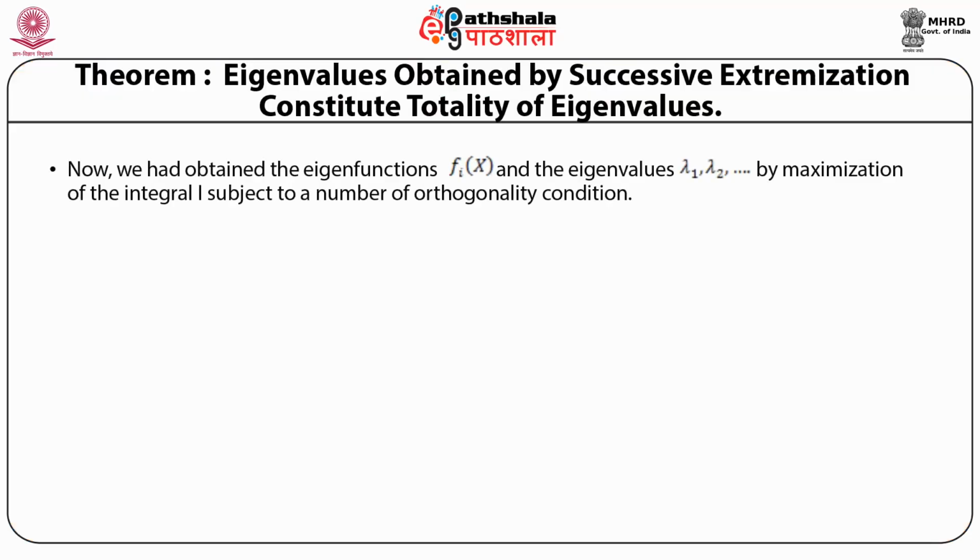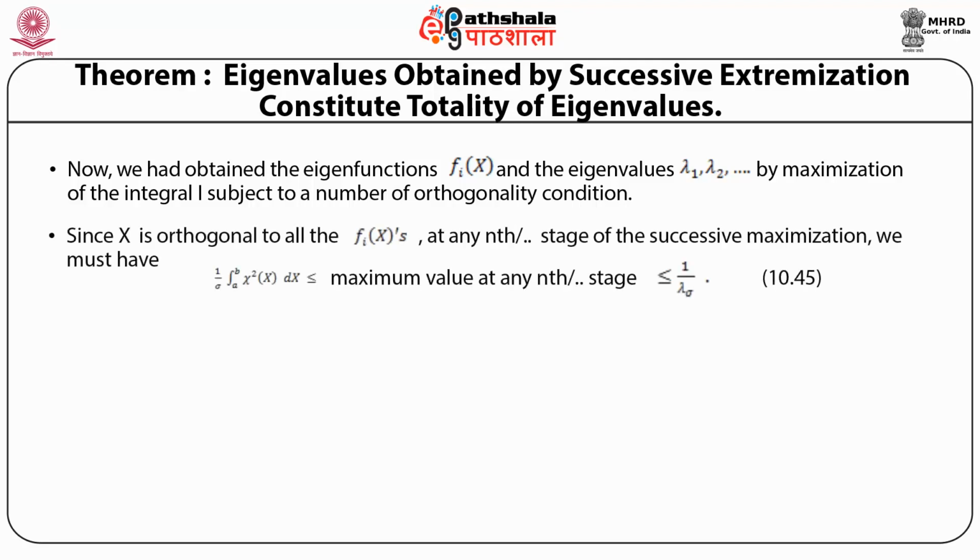Now, we had obtained the eigenfunctions f_i(x) and the eigenvalues lambda_1, lambda_2 by maximization of the integral I subject to a number of orthogonality conditions. Since chi is orthogonal to all the f_i's at any nth stage of the successive maximization, we must have the integral from a to b of chi squared(x) dx over sigma less than or equal to the maximum value at any nth stage, which is less than or equal to 1 upon lambda_{n+1}.